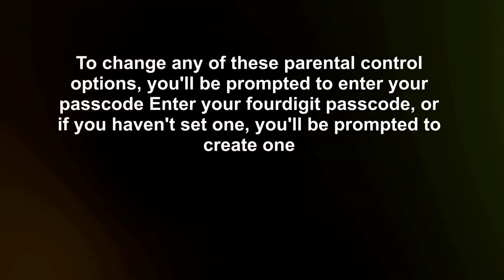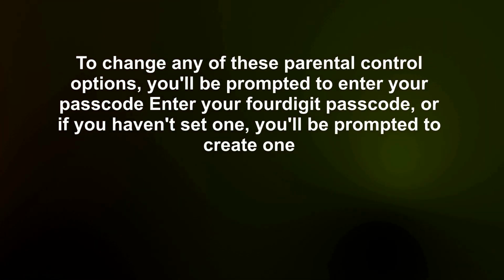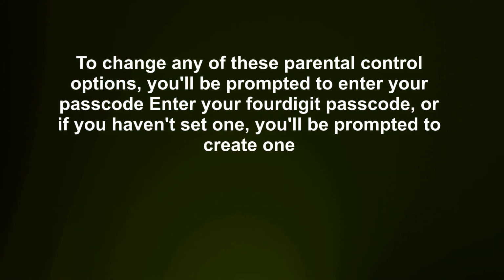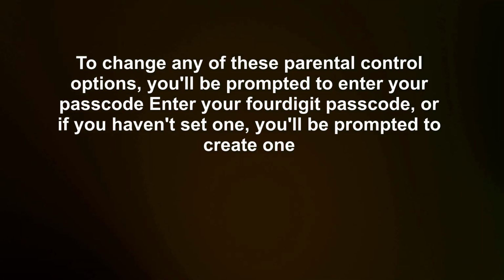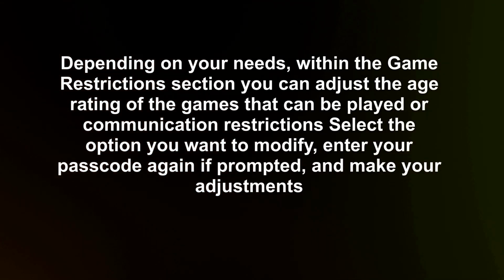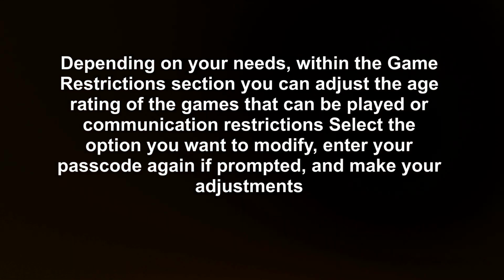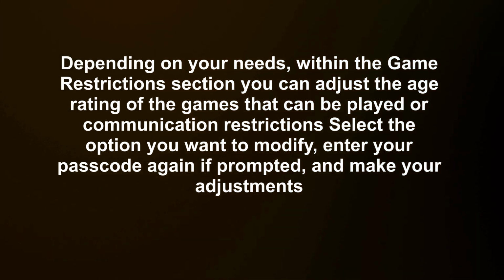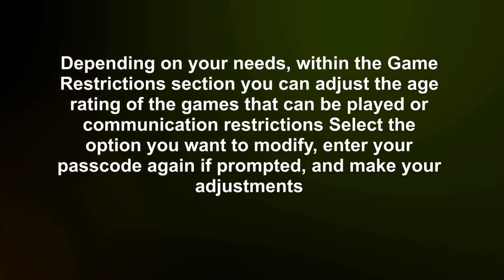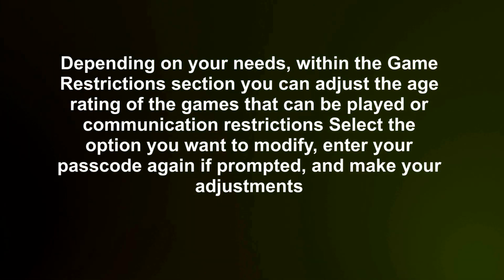To change any of these parental control options, you'll be prompted to enter your passcode. Enter your 4-digit passcode, or if you haven't set one, you'll be prompted to create one. Depending on your needs, within the game restrictions section, you can adjust the age rating of the games that can be played or communication restrictions. Select the option you want to modify. Enter your passcode again if prompted, and make your adjustments.